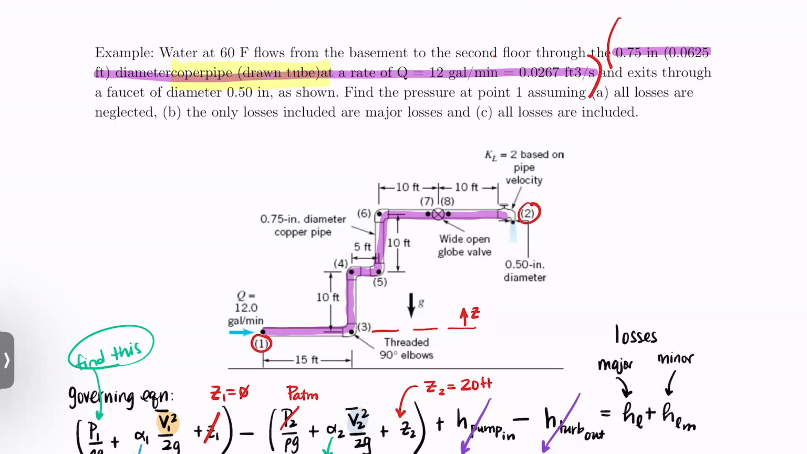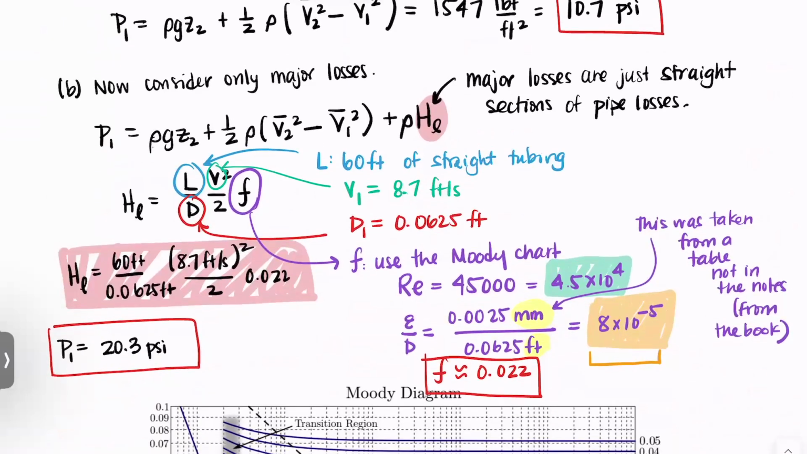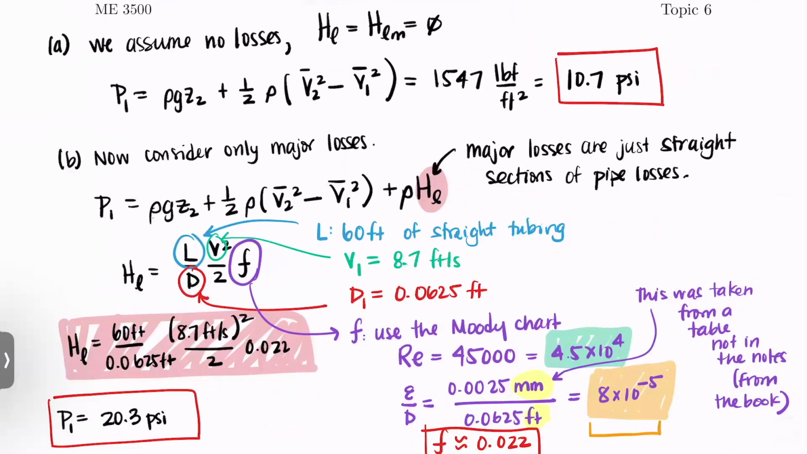Yep, and we're about to address the fittings next, but before we do that, I want to point something out to you. You'll notice that our pressure at point 1 that we calculated with no losses in the system was 10.7 PSI. When we have just the frictional losses in that piping, it goes all the way up to 20.3 PSI.